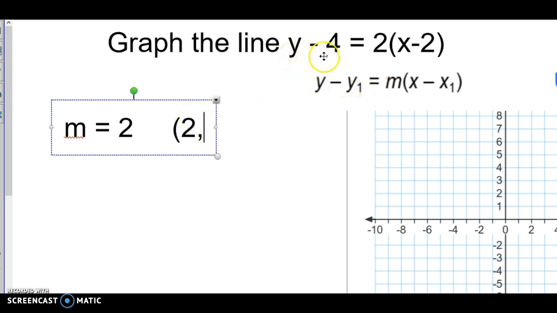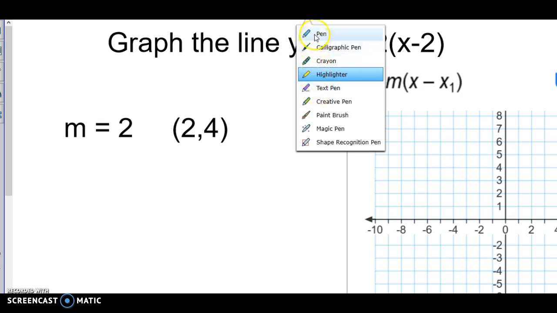Same thing here. I've got y minus 4, and the equation is y minus what? y minus 4. So the y value is a positive 4. So I've got a point and I've got a slope. I'm going to start with that point, the point (2, 4).